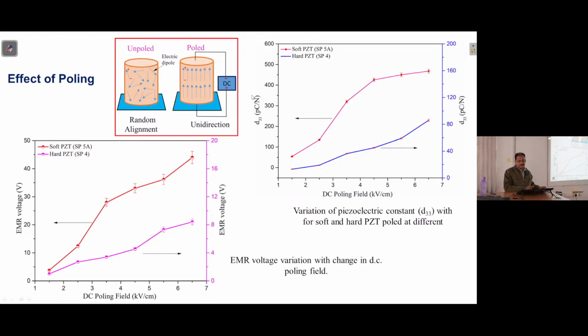Here this is the D33 constant measurement. The abscissa is giving the poling field, that is, how much electric field was applied to polarize it. As this is increased, the D33 constant is increasing, and similarly a higher EMR voltage signal could also be obtained in increasing fashion.